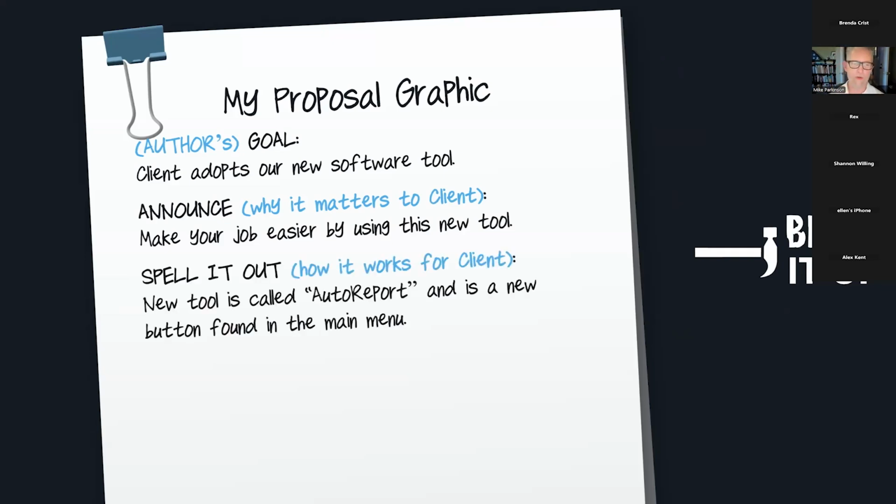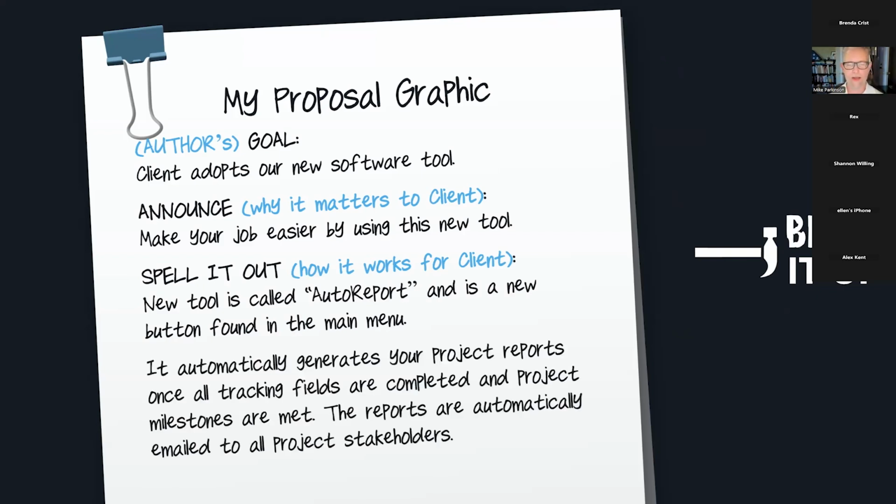Spell it out. The new tool is called Auto Report and is a new button found in the main menu. Great. It automatically generates your project reports. Once all tracking fields are completed and project milestones are met, huzzah! The reports are automatically emailed to all project stakeholders. Great. Now that's not a graphic.